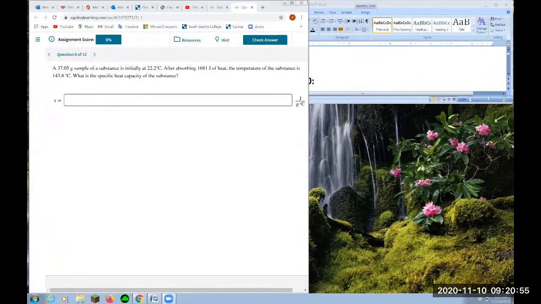So here, the question is a 37.05 gram sample of a substance is initially at 22.2 degrees Celsius. After absorbing 1,681 joules of heat, the temperature of the substance is 143.8 degrees Celsius. What is the specific heat capacity of the substance? And according to the unit given in the box here, it's S in units of joules per gram and per degree.